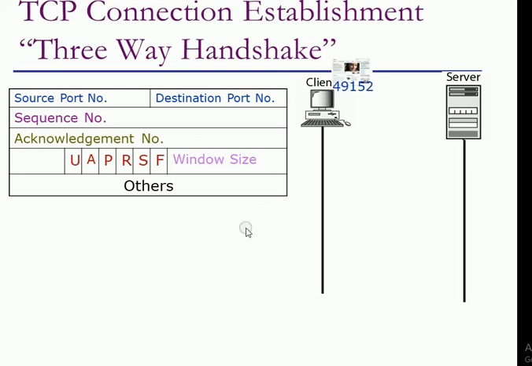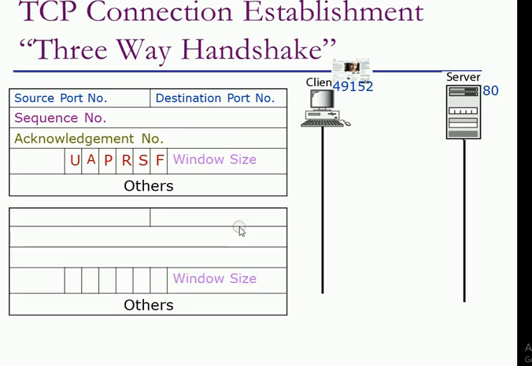49152 is my source port number. 80 is my destination port number. Okay, so here I put the source port number, and here I will put the destination port number, as you can see in the structure above. Sequence number is 0 because I haven't sent anything yet. Acknowledgement number is 0 also because I am not receiving anything yet.